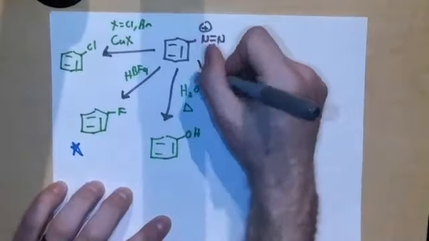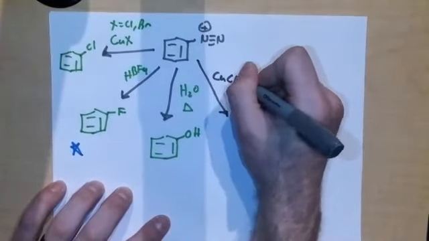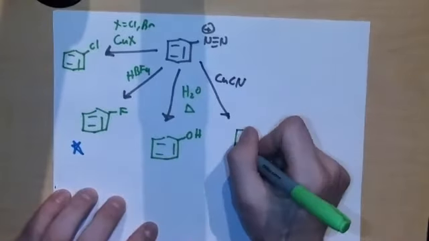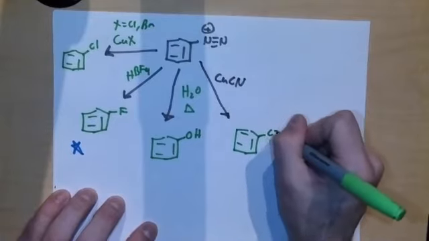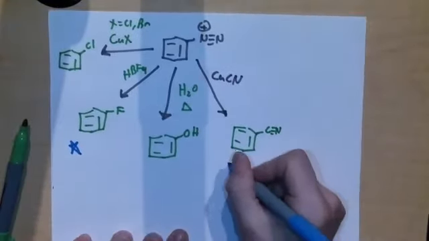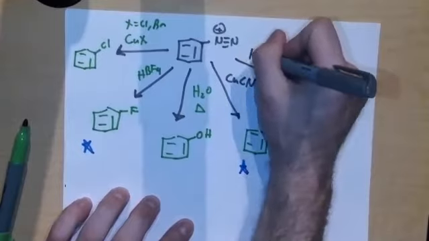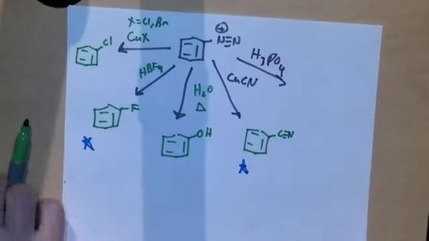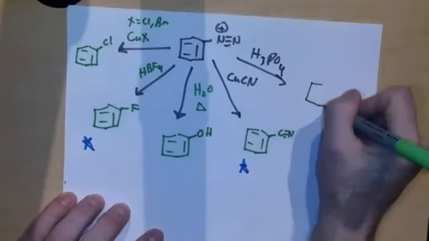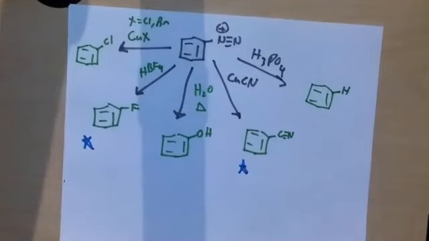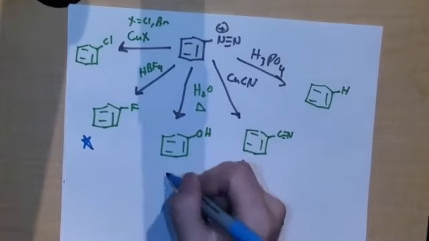We can add copper cyanide, so CuCN, in order to get a nitrile group on our molecule. And the last one I'm going to talk about is H3PO4, which will let us remove this entire group and just give you an H on there. So it gives you back benzene. Okay, that's all the reactions I want to cover from 22. It's just a way to make a couple of different interesting molecules.